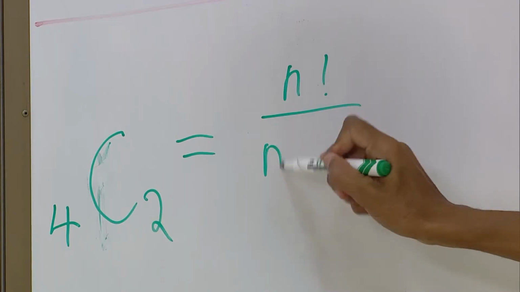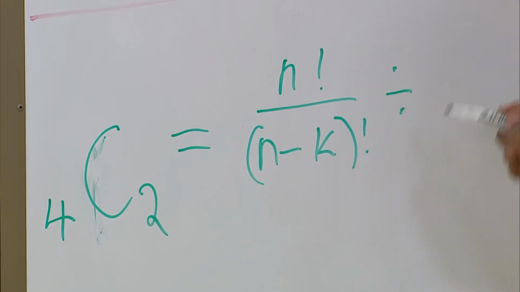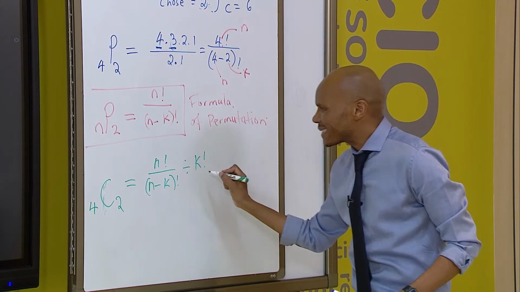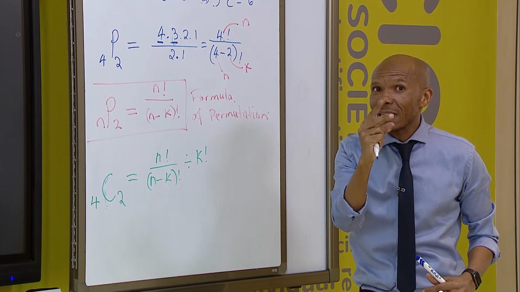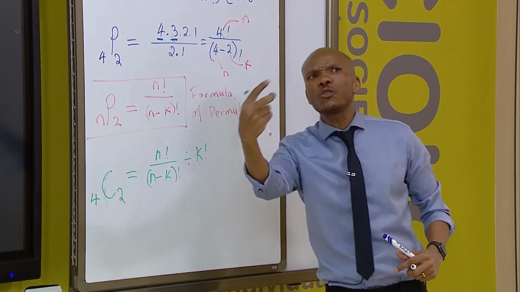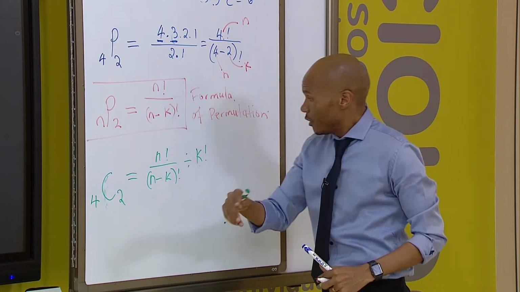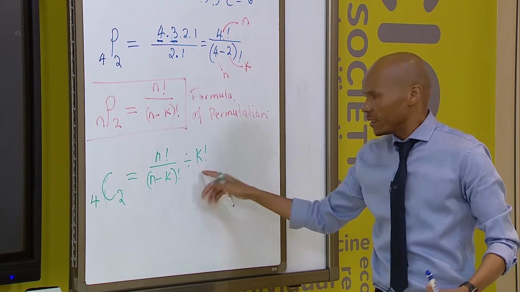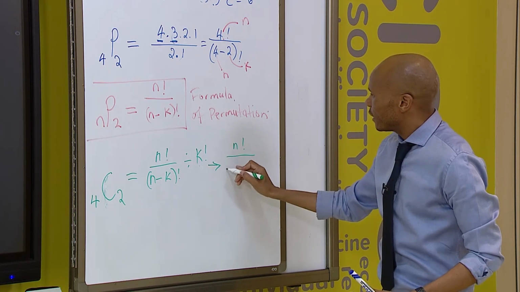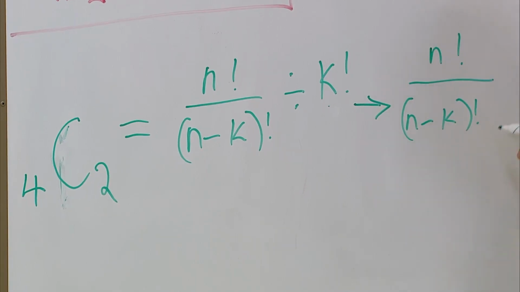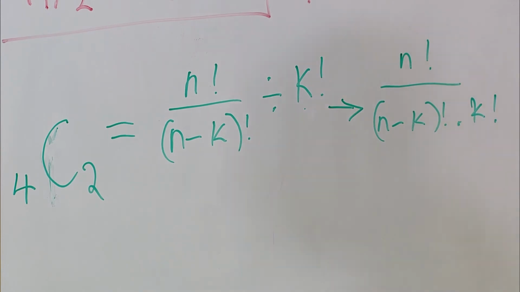And so that would be n factorial divided by n minus k factorial. But then divided by what? Divided by k factorial. And what was this k factorial? Remember that we chose 2 letters. And out of all the 2 letters, we took out the repeating ones. So that means we divided out all the ones that were repeating. So therefore, that would be n factorial divided by n minus k factorial and then divided by k factorial. So now we have our formula.